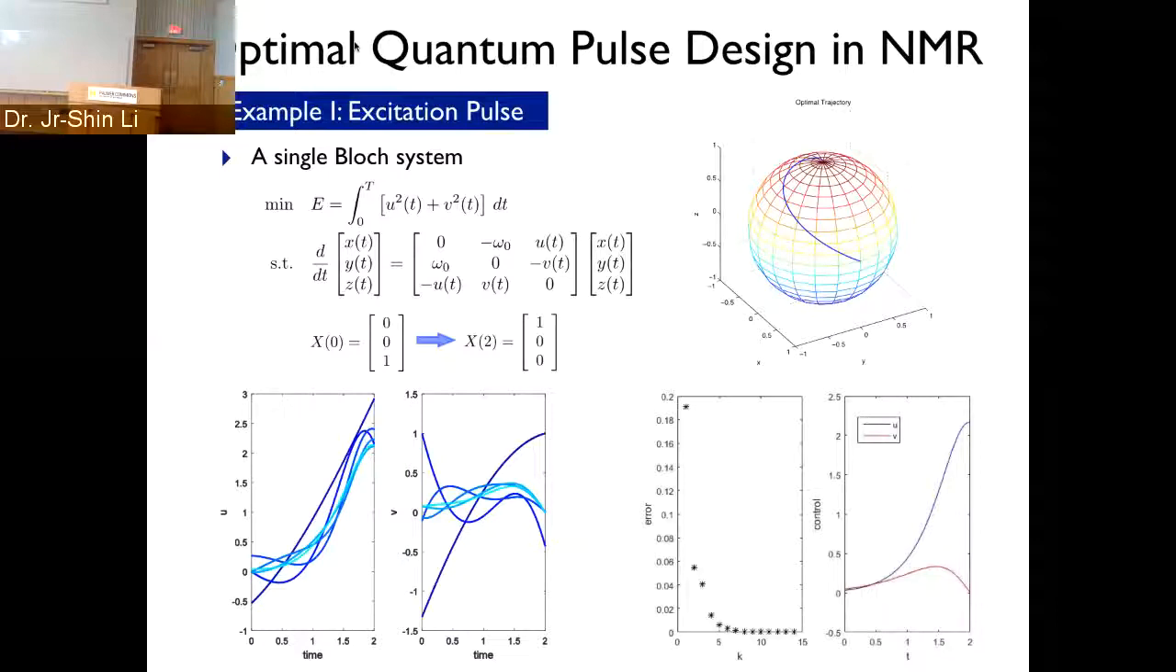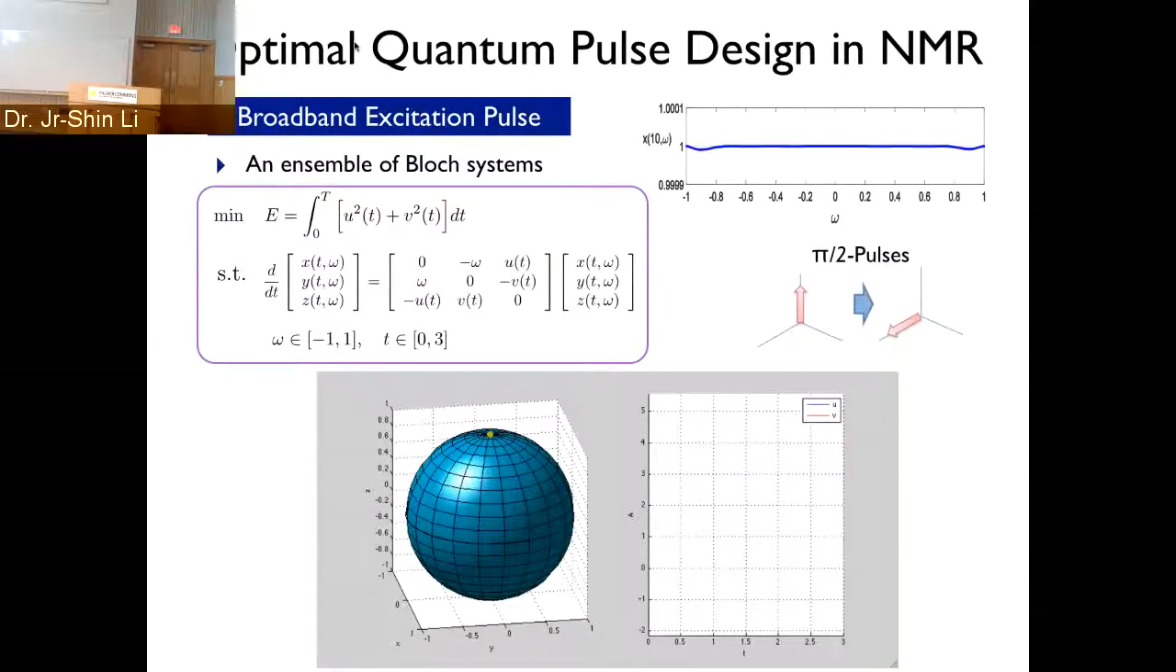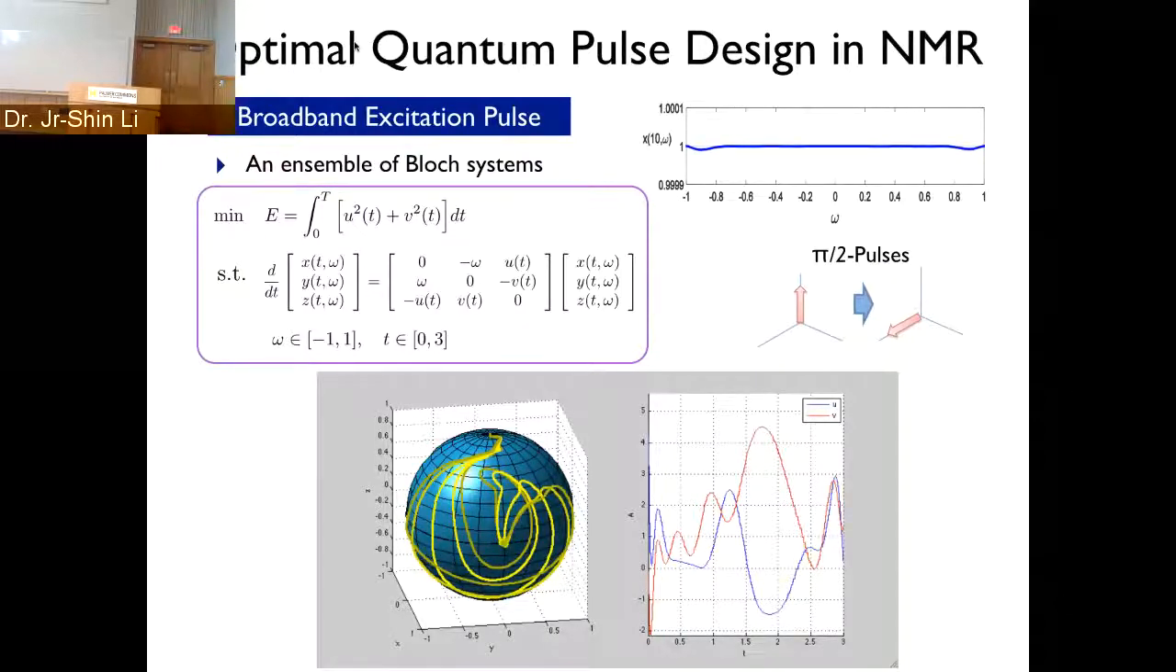Based on this result for linear systems, we can devise another algorithm to solve for any type of systems, for example bilinear systems and nonlinear systems, iteratively. I still wanted to show you this. In MR, this is called a broadband excitation pulse. You take a population of spins and you want to excite all of them from the North Pole, in this case from 001 to 100. This is the control that we computed, and applying this, you can see that they will be steered to the same point.